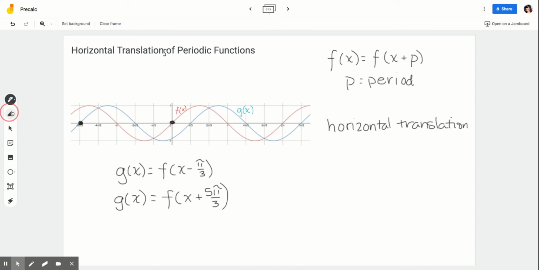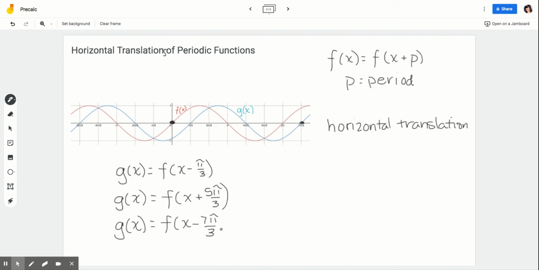I don't have any more space on the graph. You can't see, but there's going to be more points to the left. I could also keep going to the right. I could slide this piece right here all the way over to 7 pi over 3 to the right. G of x equals f of x minus 7 pi over 3.